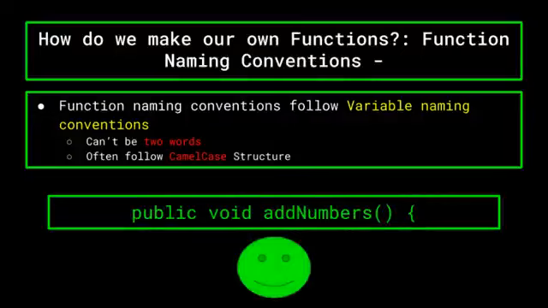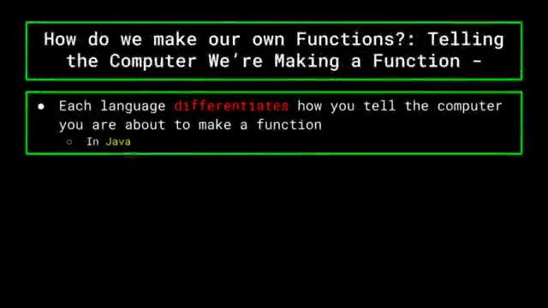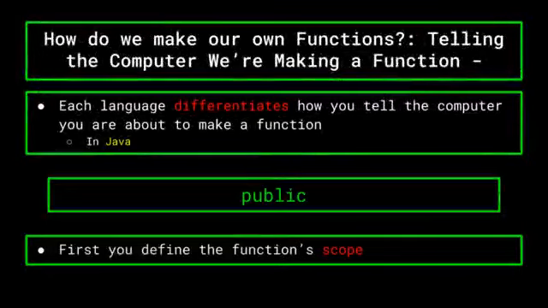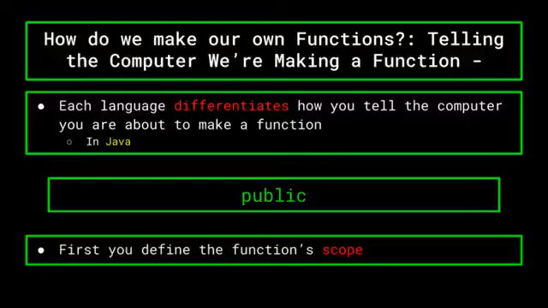Alright, so in general for making functions, each language differentiates on how you tell the computer that it's actually a function. In Java, you have to define the function's scope, which is something you don't really need to know unless you're going to become more invested in Java, but basically it tells the computer which parts of the code can use the function and which type can't.